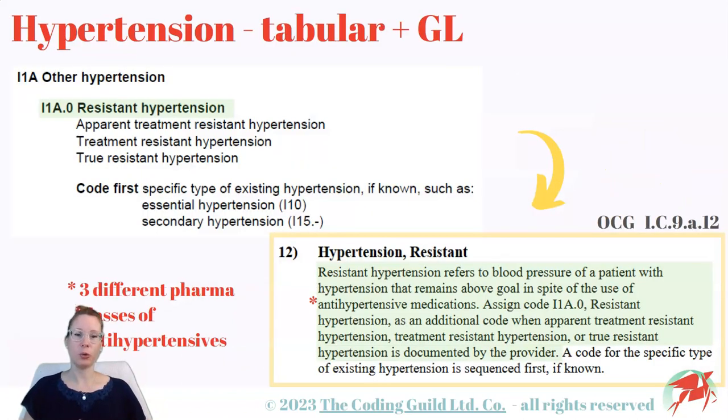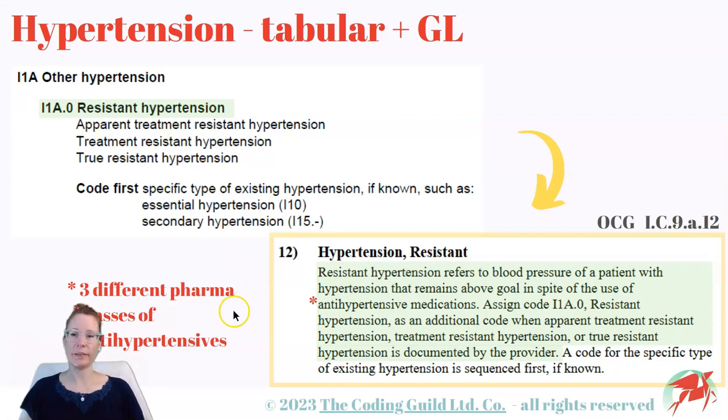Hypertension. We have a new code to describe resistant hypertension, I1A0, falling under a brand new category, I1A. As per the newly added guideline, guideline 1C9A12, resistant hypertension refers to blood pressure of a patient with hypertension that remains above goal in spite of the use of antihypertensive medications. Assign code I1A0 resistant hypertension as an additional code when apparent treatment-resistant hypertension, or true resistant hypertension is documented by the provider.